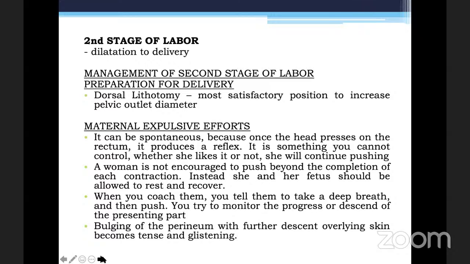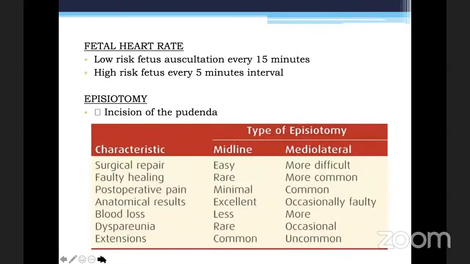Bulging of the perineum, with further distention the overlying skin becomes tense and glistening. Fetal heart rate: low risk fetus, auscultation every 15 minutes. High risk fetus, every 5 minutes of interval. Episiotomy, incision of the perineum. The characteristics and types of episiotomy.